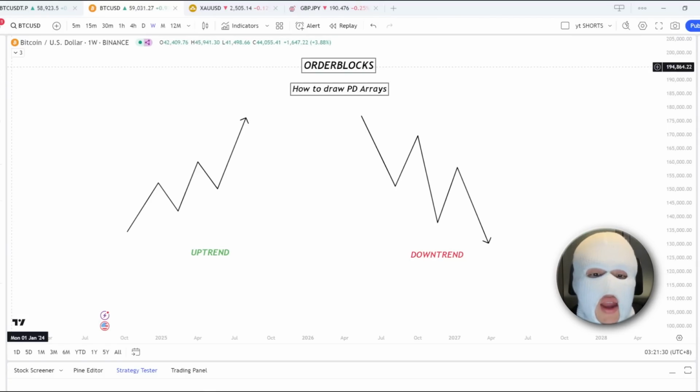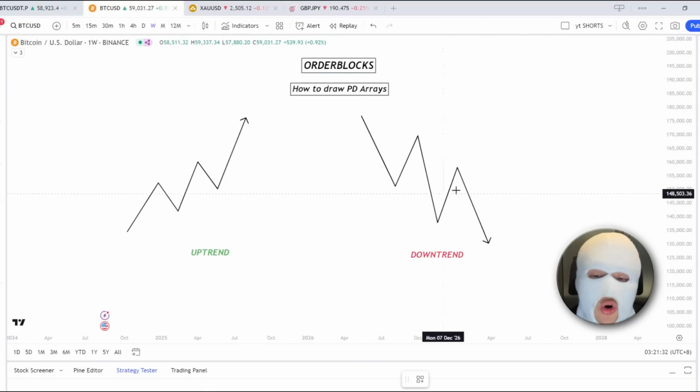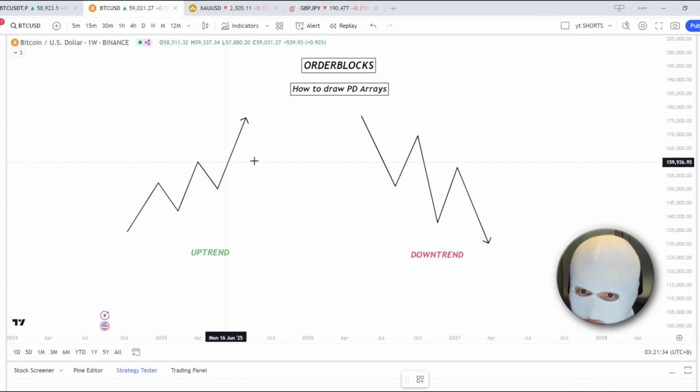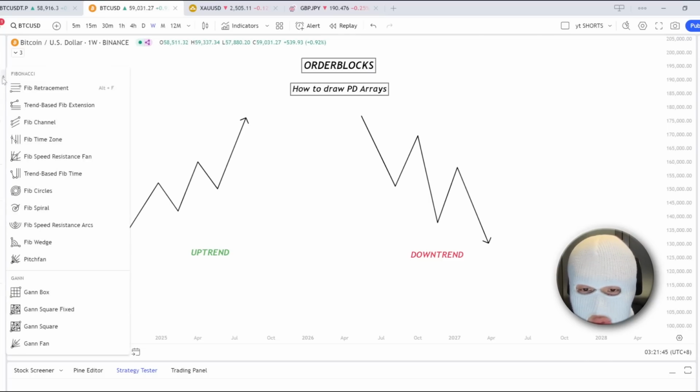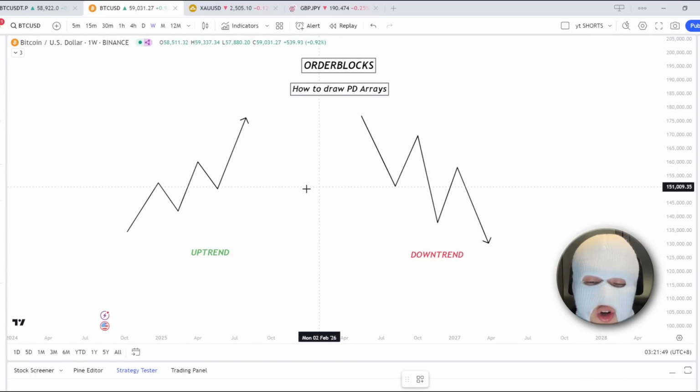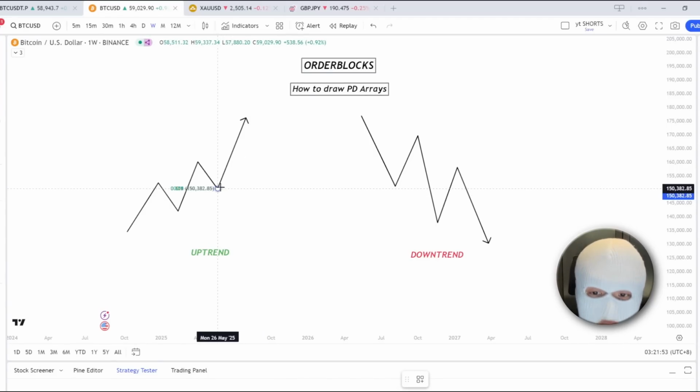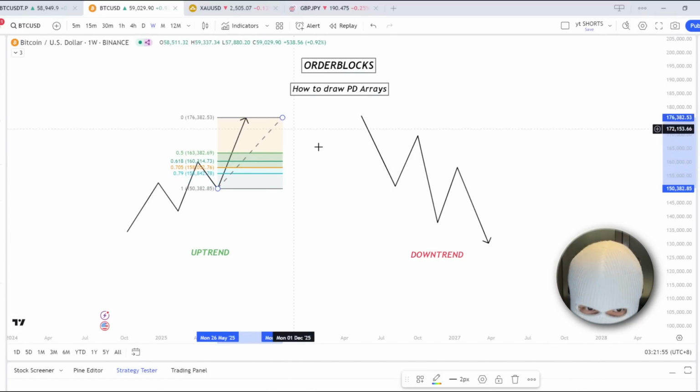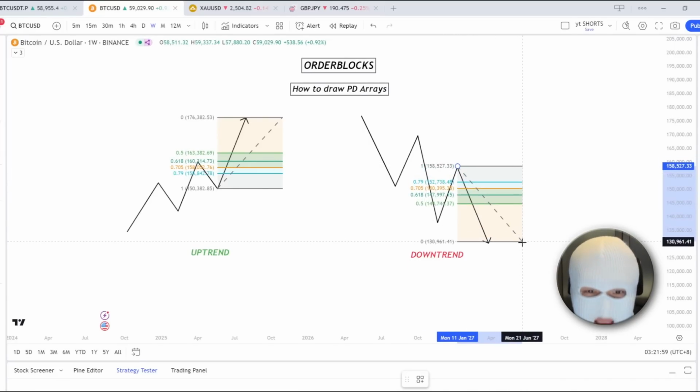So, to identify a premium and discount array, you need to draw a Fibonacci retracement tool. This tool can be found on TradingView on the left panel of your screen, where there are your tools available for you to use to mark out your charts. What you want to do here is click on the third icon and you should be able to spot your Fibonacci retracement tool. Now, when you draw your Fibonacci retracement tool on your chart, what you want to do here is draw it from the swing low to the swing high like this in an uptrend, or a swing high to the swing low in a downtrend.